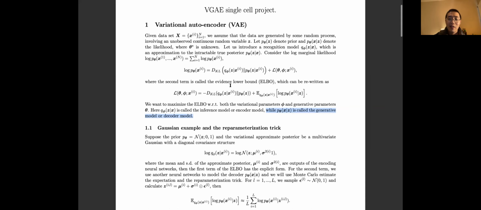So for VAE, we only need to summarize two models. First is the encoder model. Second is the decoder model. Based on these two models, we can maximize the ELBO. Then it's done.